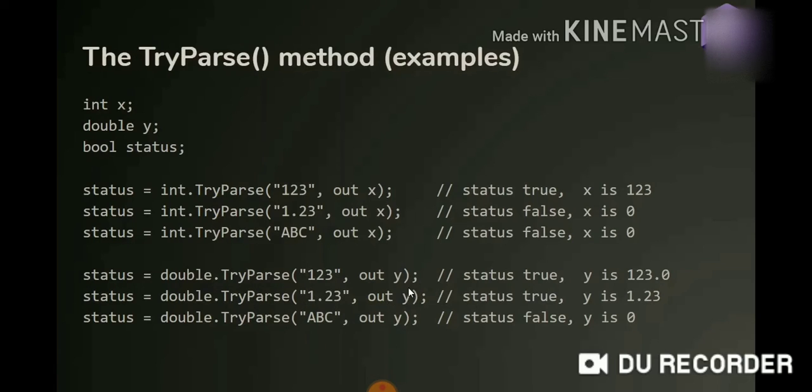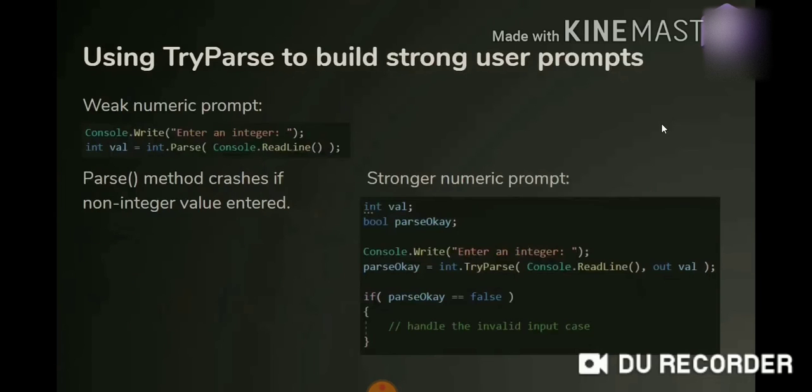Now I can try to parse it into any numeric type. So we are going to try to parse into double now. If I take the integer value 123 inside the string and try to parse it into a double, this works, and true will be returned into the status.